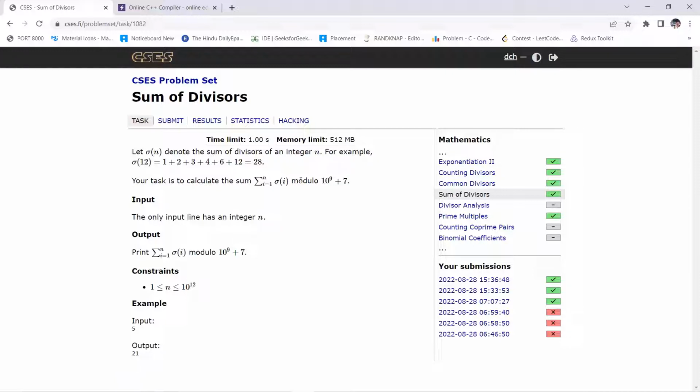Now our task is to calculate this sum, which is summation from i equal to 1 to n of sigma i, and take modulo 10 to the power 9 plus 7, and n can be up to 10 to the power 12 here. Okay, so now let's see how we can solve this problem.